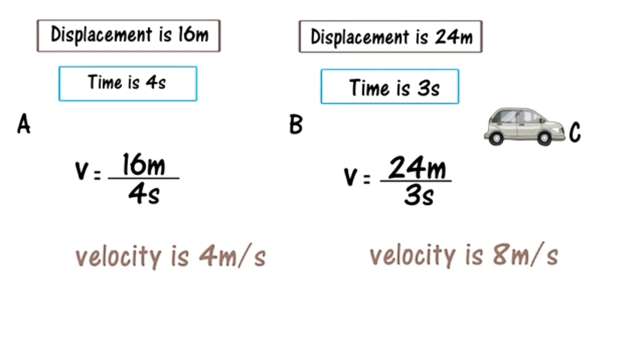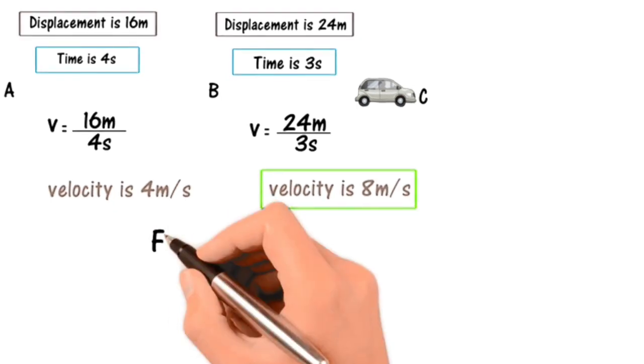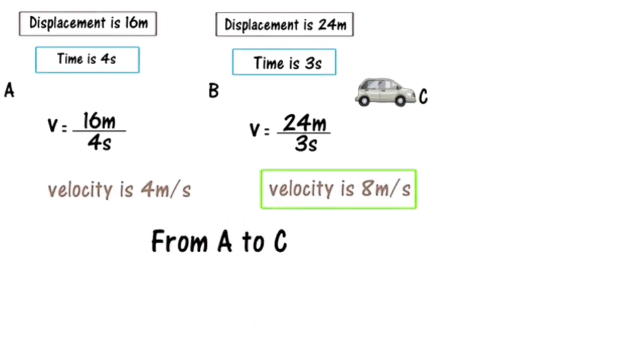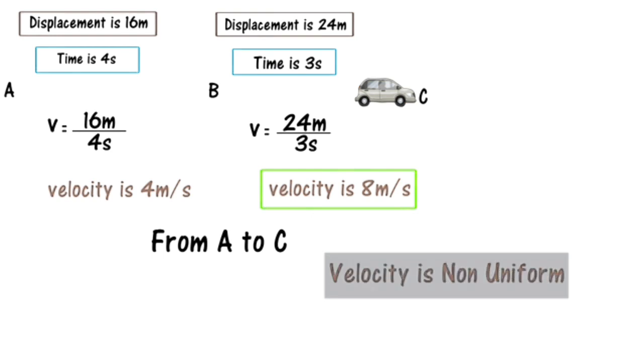We know that the velocity from point A to point B was 4 meters per second, and now the velocity from point B to point C is 8 meters per second. So we can say that from point A to point C, velocity is changing from 4 meters per second to 8 meters per second. So we say velocity is changing, thus we can say that velocity is non-uniform.